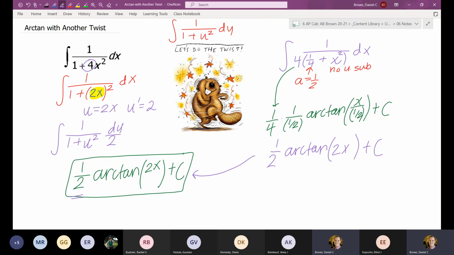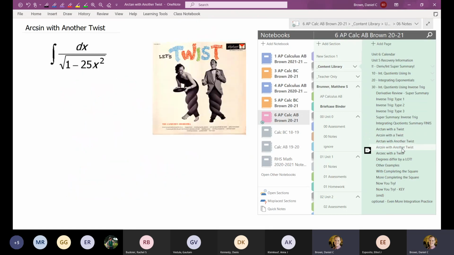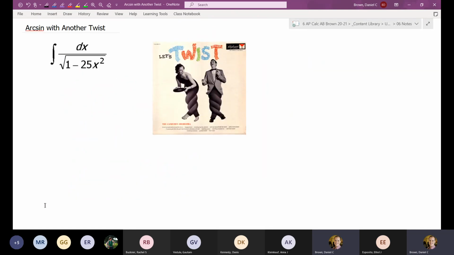Questions on that one? Try this one for me on your own. Again, that dx you can kind of move off to the side.